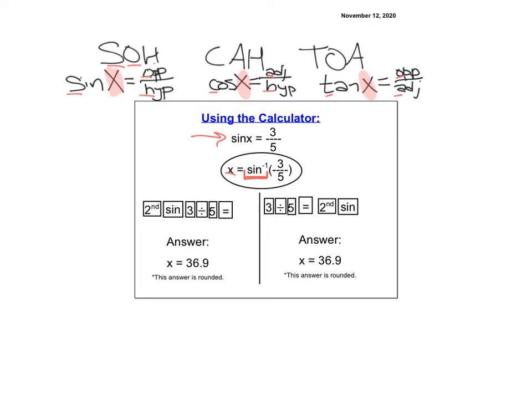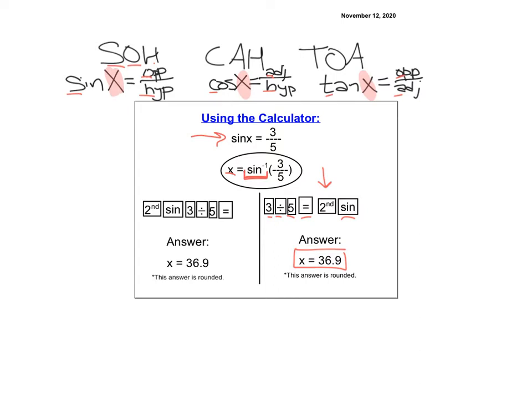So there are two different ways that you can plug this into the calculator. Most of you, if you are using your iPad calculator, are going to do something like the second version here, where you're going to do the fraction first. You're going to do 3 divided by 5. Remember, each of these are like buttons on the calculator. Equals, and that'll give you a decimal. And then you'll hit the second button. It's probably in the upper left-hand corner-ish of your calculator. And then sine. That should give you about 36.9, and that's a rounded answer.